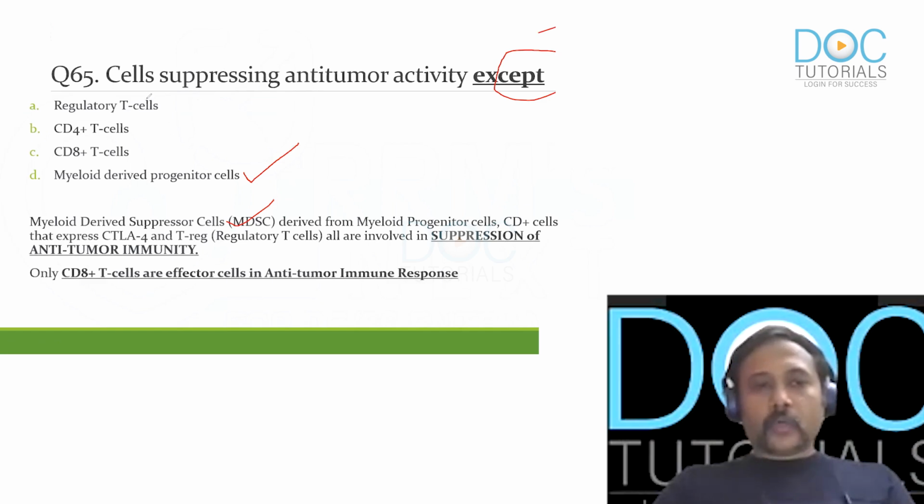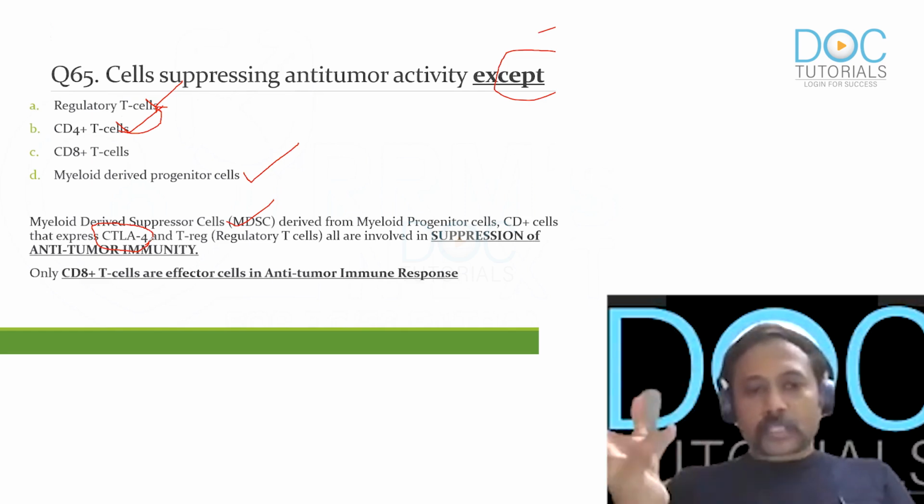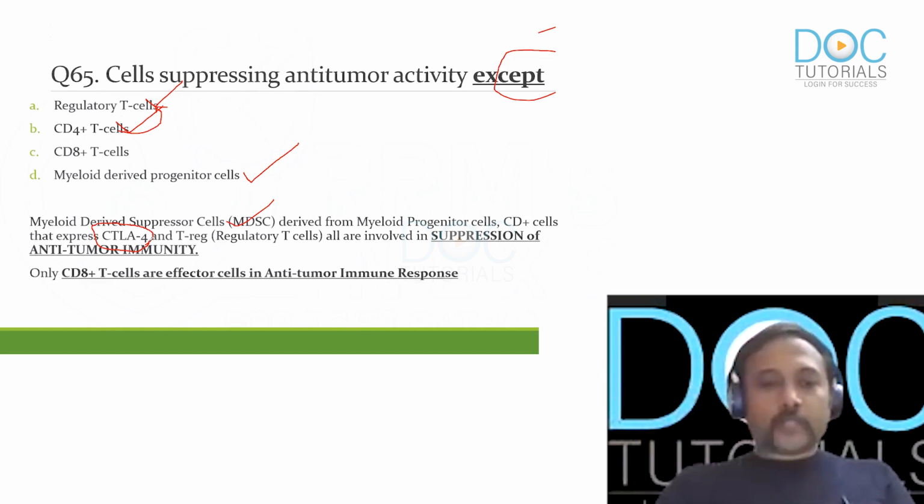On the other hand, you also have the Treg cells and the CD4 plus cells. These CD4 cells also become the Treg cells, or immunoregulatory cells as we call them, when they express CTLA4. There is something called immune surveillance going on in the body. Any tumor that is present, the tumor cells are going to be found out by the immune system. So there are some cells which help in preventing this. These are the ones that suppress the anti-tumor activity.